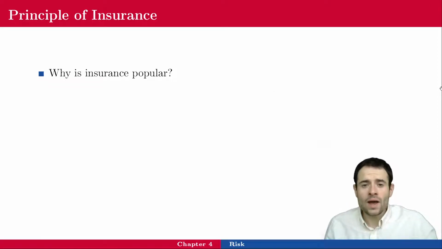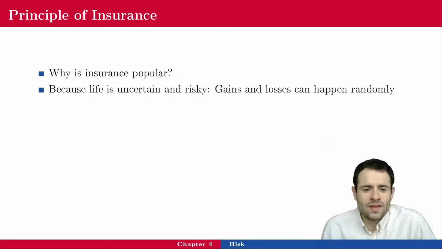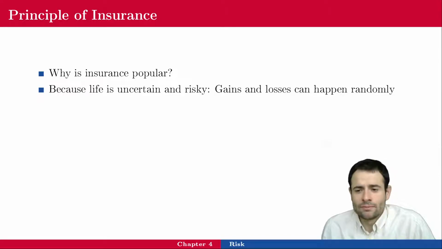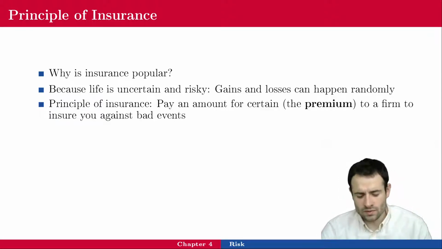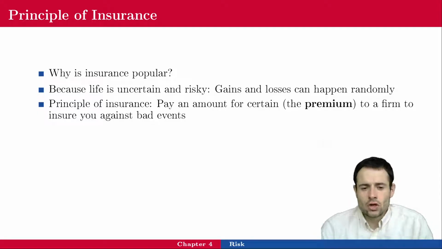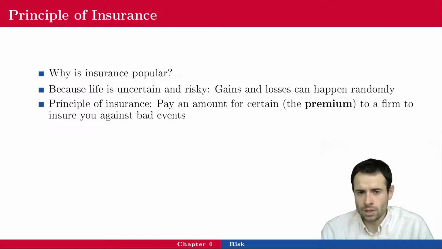First of all, why is insurance popular? Well, because life is both uncertain and risky. Gains and losses can happen randomly. The principle of insurance is as follows. You pay an amount for certain, which we call the insurance premium. You pay this at the beginning of the year, for instance, to a firm, the insurance company, and the firm will insure you against bad events.